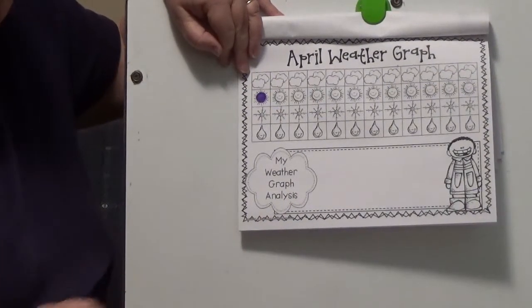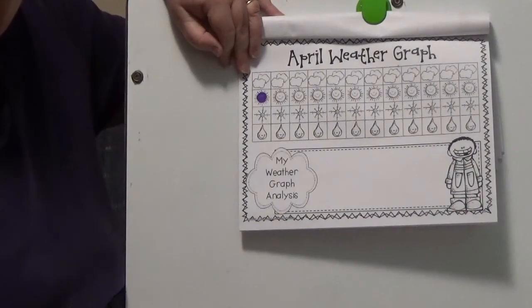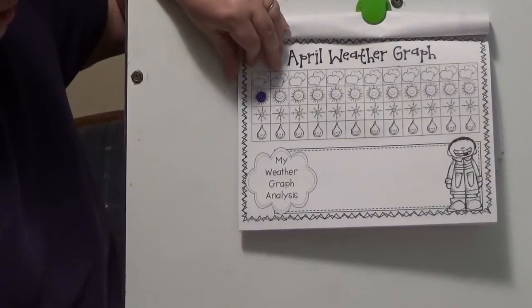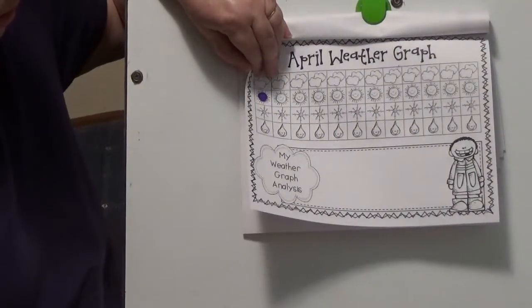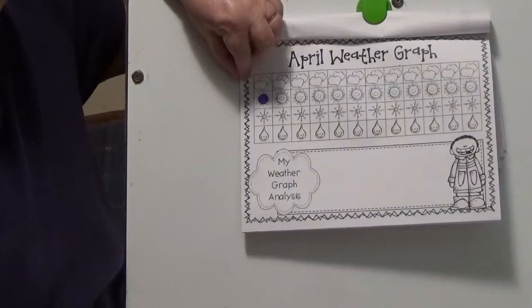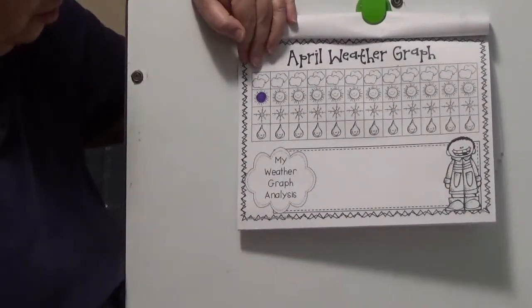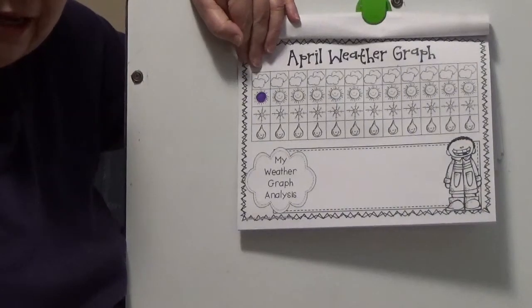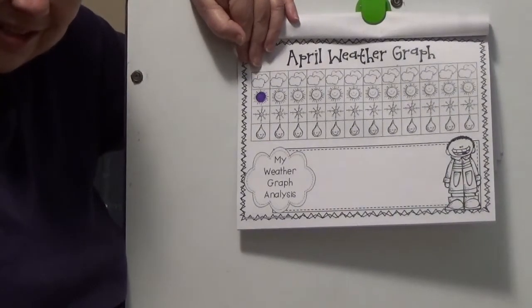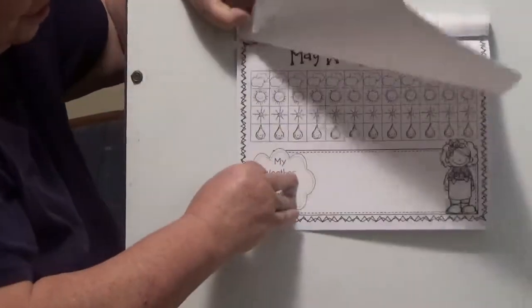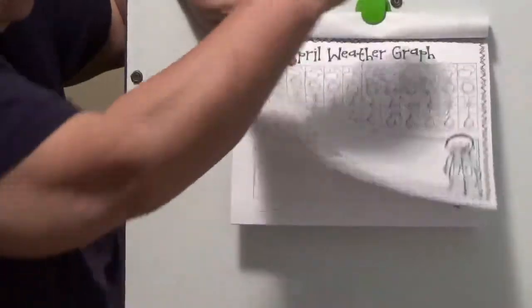Okay, think of a sentence that you can say about our weather graph today, and see if it matches mine. Did you say that sunny has 1 more than rainy? If you did, that's my sentence. So if you did, woohoo, you got it. Now we're going to skip the May weather graph and go right to our word problems.